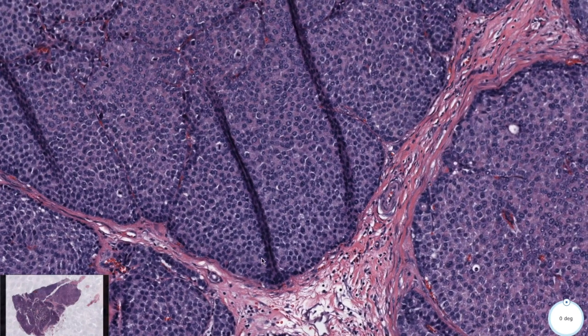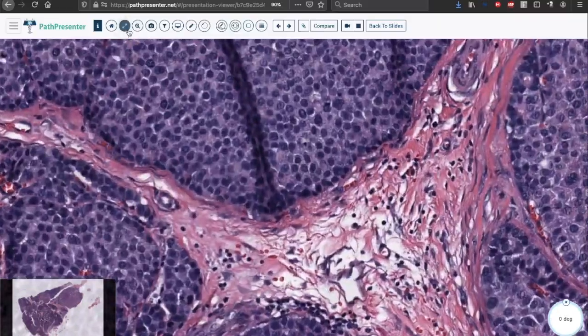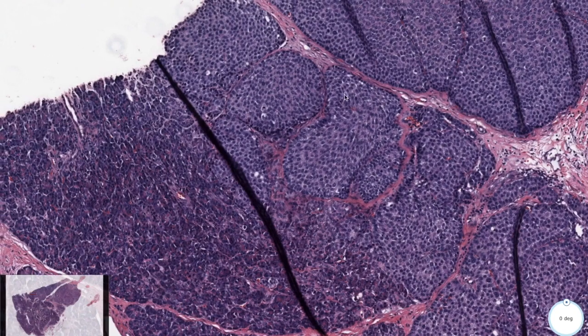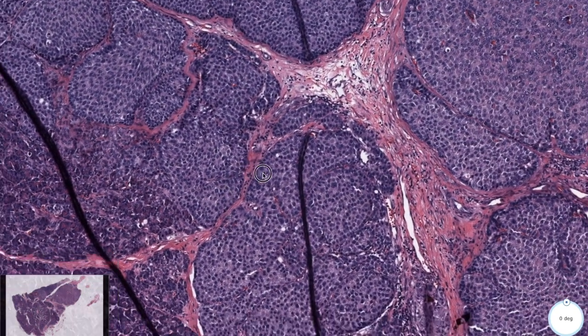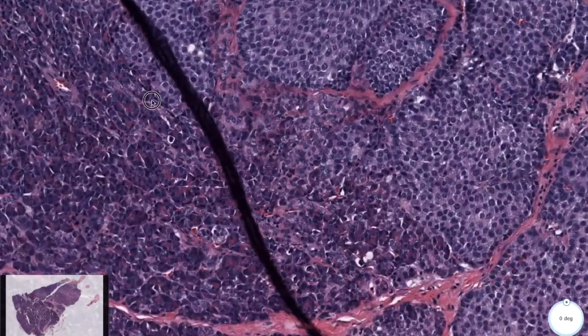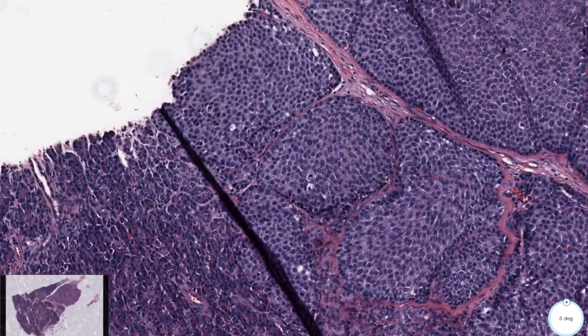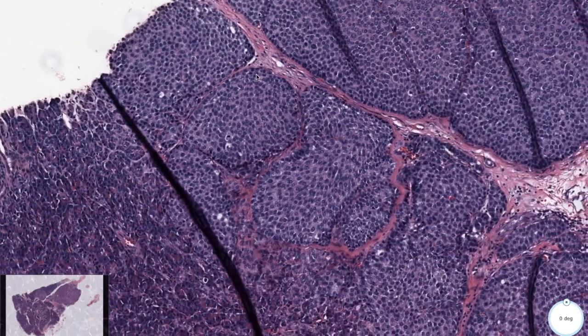And then right here, we're seeing these lobules of cells. They are relatively well encapsulated by this fibrous stroma. It almost looks like they're originating from these acini. And we can see a mitosis right there. Look at that mitosis.